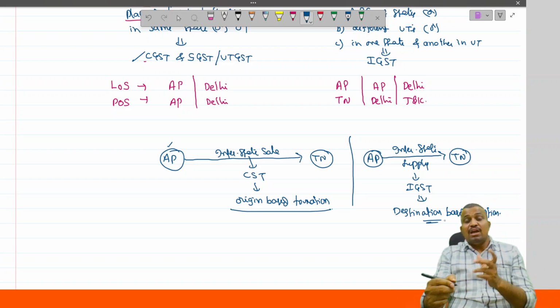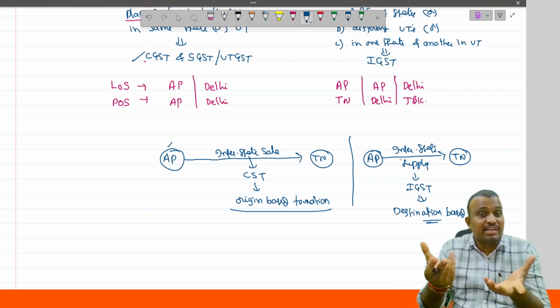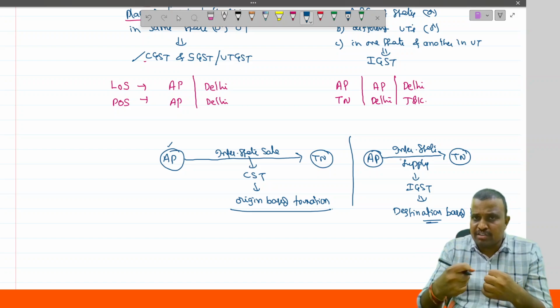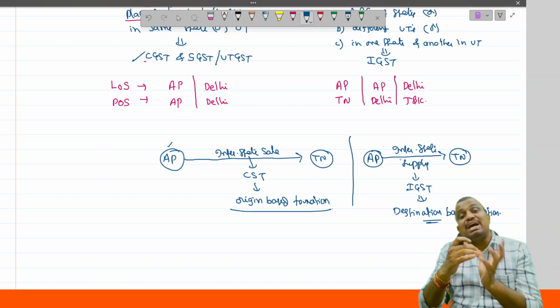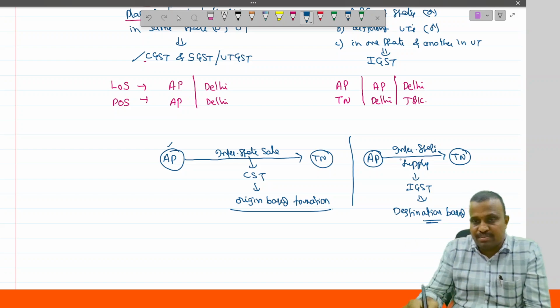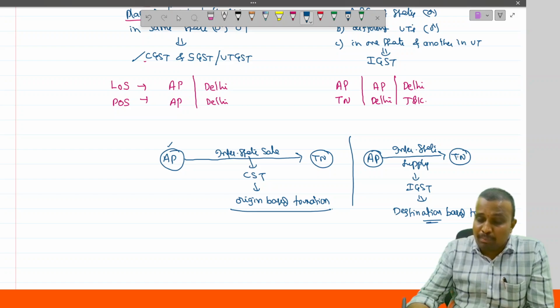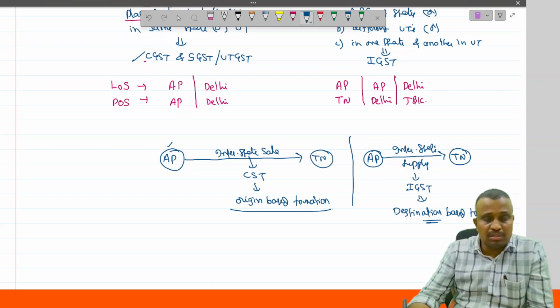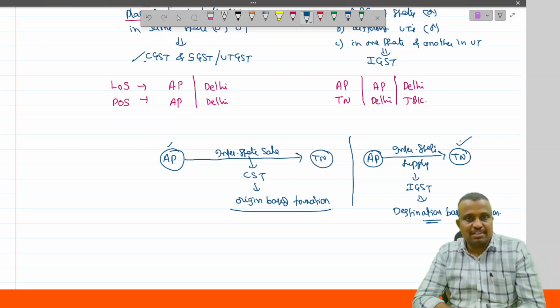Destination based taxation: the state where the product has been consumed, the state to which the product has been transferred. What is the ultimate destination of the respective product? That government is collecting the tax. Here the movement started from AP, but the product has been consumed in Tamil Nadu. The product has been transferred to Tamil Nadu, so the Tamil Nadu government is collecting the tax.